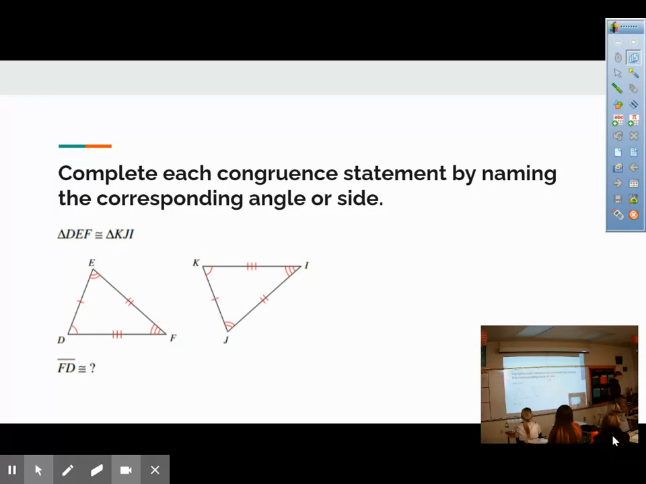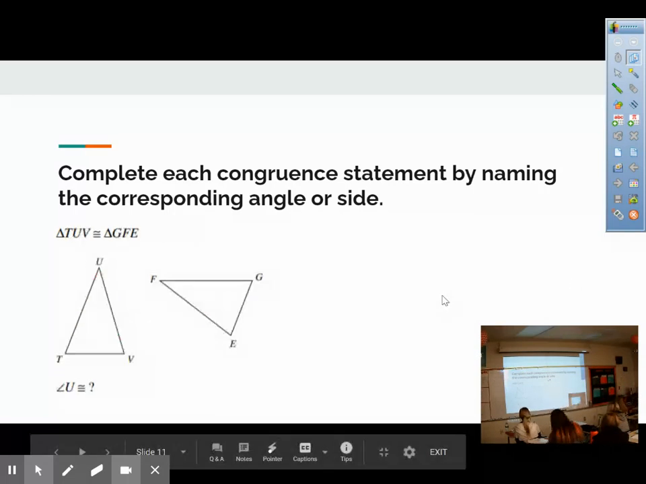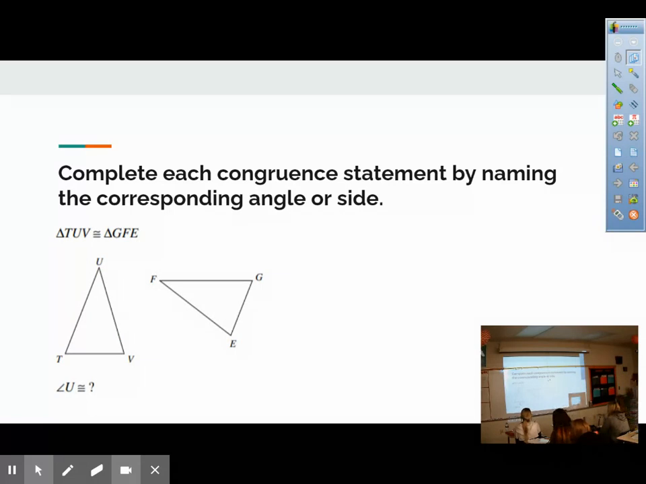Alright, here's your next one. Triangle TUB is congruent to triangle GFE. Angle U is congruent to what? This one's not marked. Don't we know the tricks? But we're in a quiz bowl meet. Yeah, we'd like argue our side.